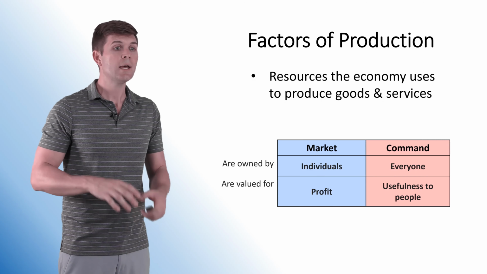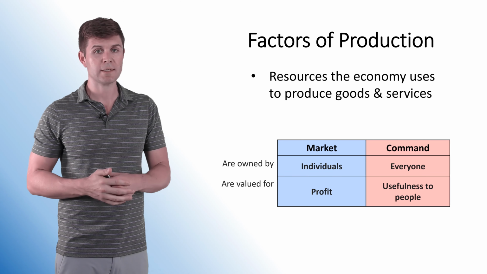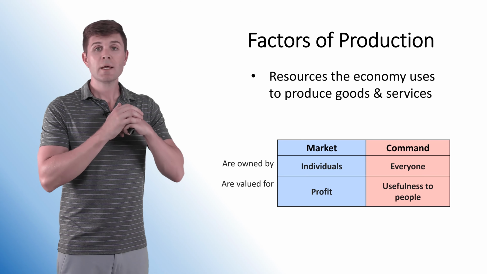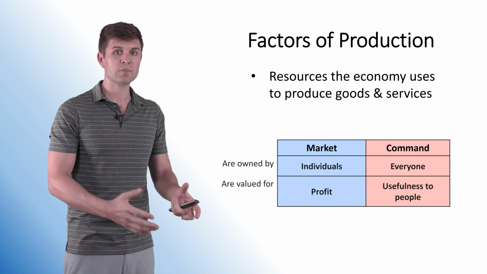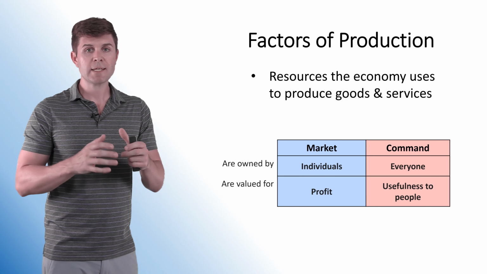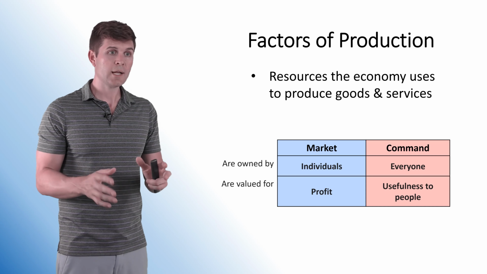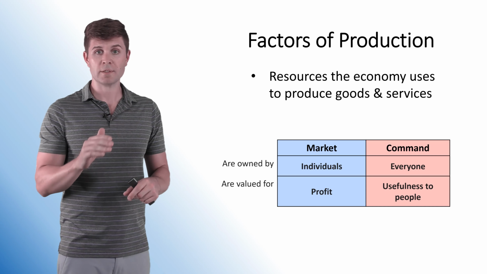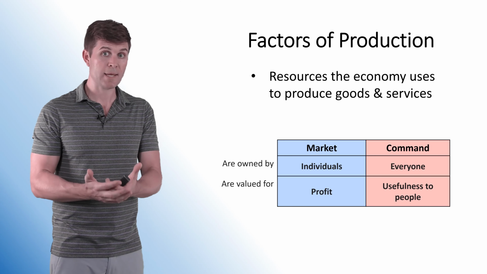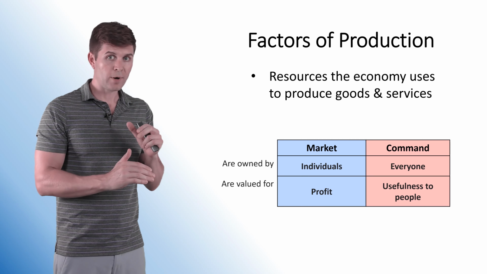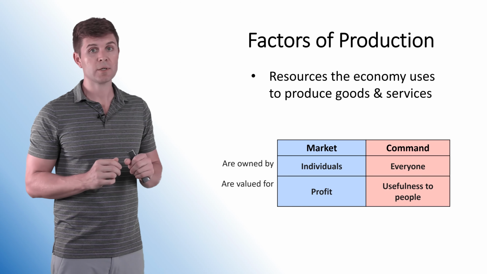But before we move on, just to differentiate how factors of production are viewed in a market and a command economy. Now, in a market economy, the invisible hand guides everything. The optimizing individuals and their decisions are what are making the what, how, and for whom decisions. So in a market economy, the factors of production are owned by the individuals. They are valued because of the profit that they can make from them. So there's a profit incentive, optimizing individuals, doing what's best for themselves. That's how the market economy handles things.